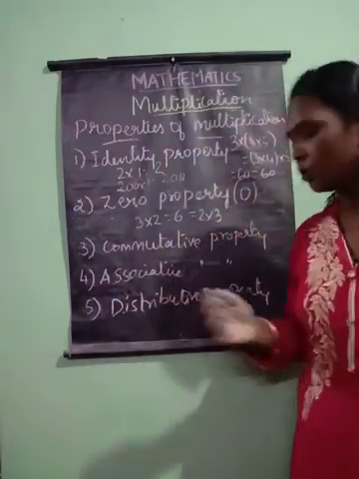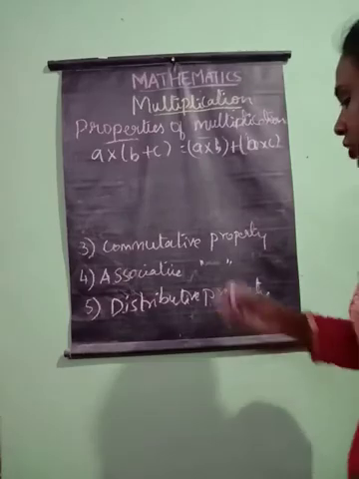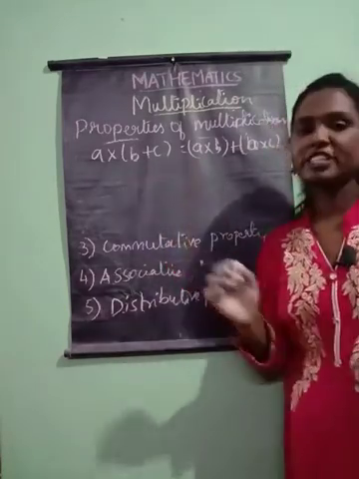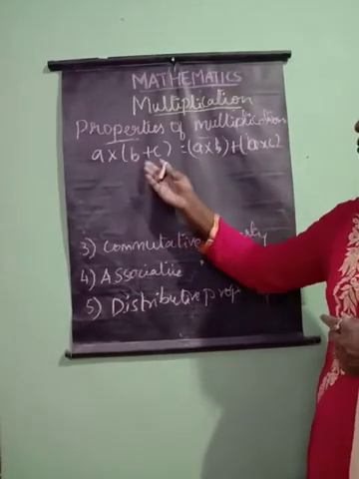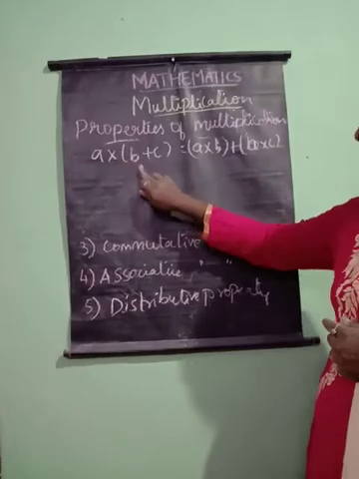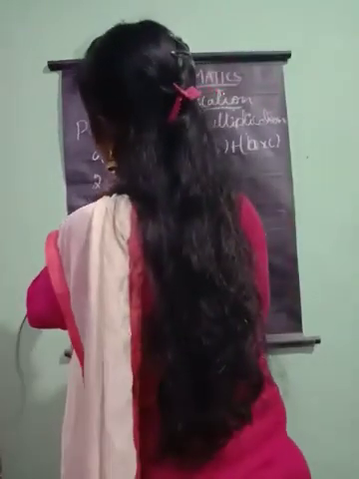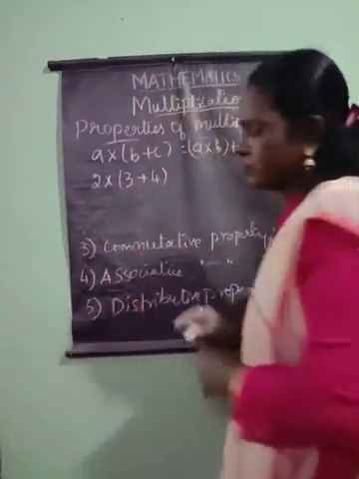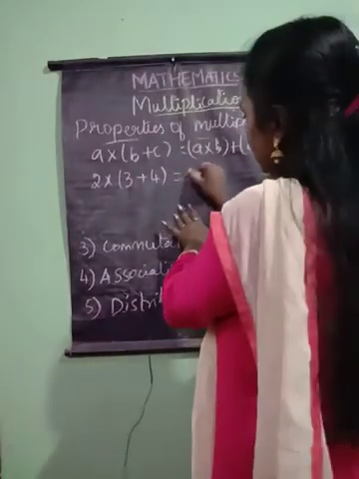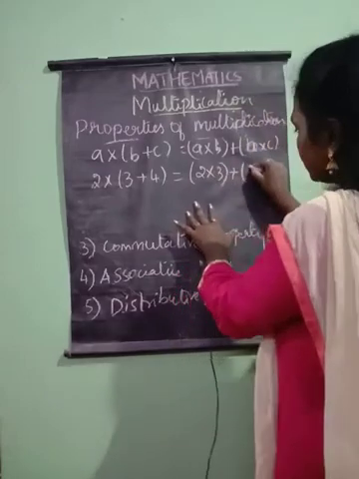Let us learn what the distributive property explains to us. This is the rule of the distributive property. Look at the rule: A into B plus C is equal to A into B, then A into C. Let us take A as 2, B as 3, plus C as 4. Then A is 2, 2 into 3 plus again 2 into 4.